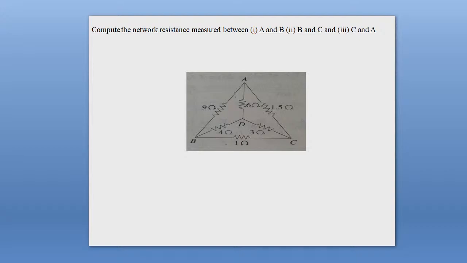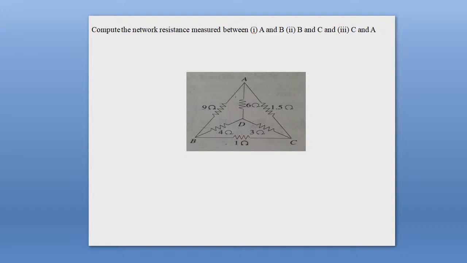You see, this is a combination of two networks, star and delta, and your objective is to calculate their terminal resistances AB, BC, CA. So how do you solve this one? Anyone tell me what is the step? First step, we'll convert star to delta, the inner one. Amit, yes, thank you very much. Your answer is correct.